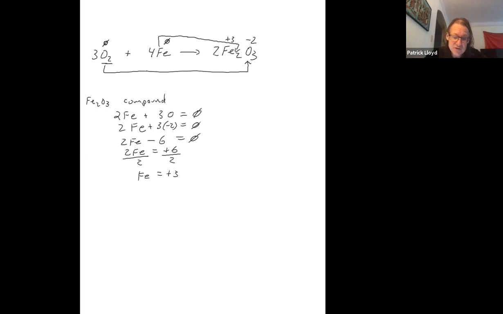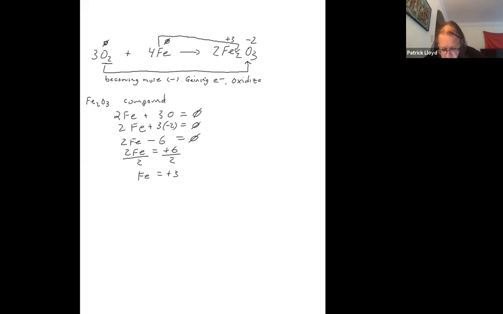Now I'm going to show you how to figure this out. If something is becoming more negative, it's gaining electrons. So look at the oxygen. The oxygen goes from 0 to -2, so it's becoming more negative. I'll put that in parentheses, negative. If something is becoming more negative, that means it's gaining electrons. Remember, the symbol for the electron is e negative. And the one that's gaining the electrons is the oxidizing agent.